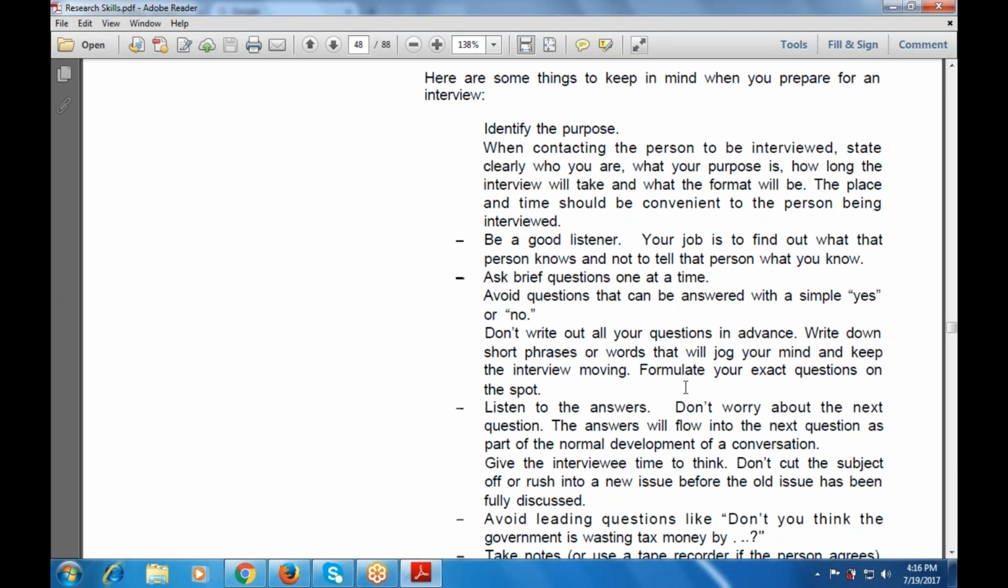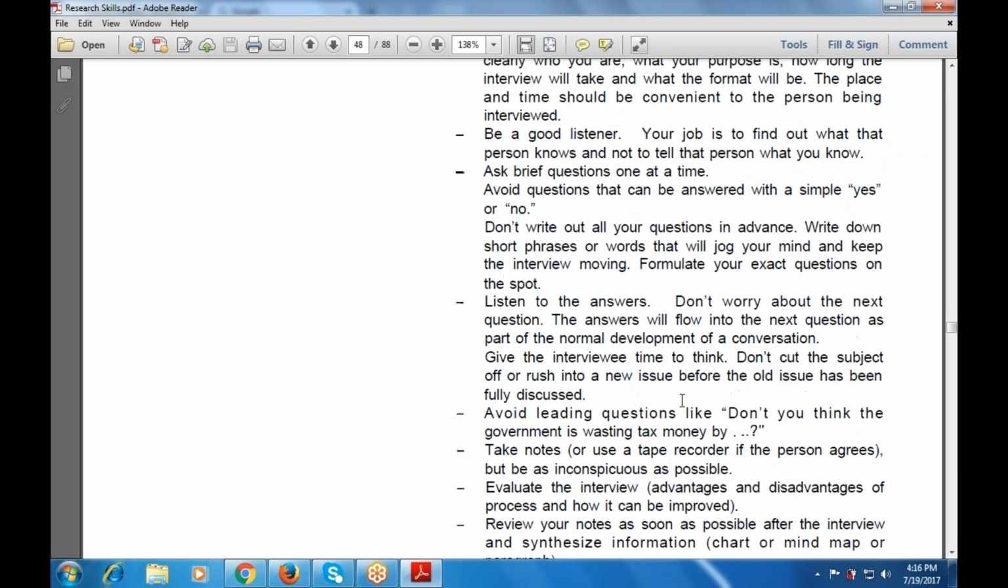Then next is avoid leading questions like, 'Don't you think the government is wasting tax money?' That is the same example that I just gave you. 'Don't you think that the government is wasting tax money by this one, this one?' That means political questions, illogical questions that need arguments. So don't put those questions in the interview.